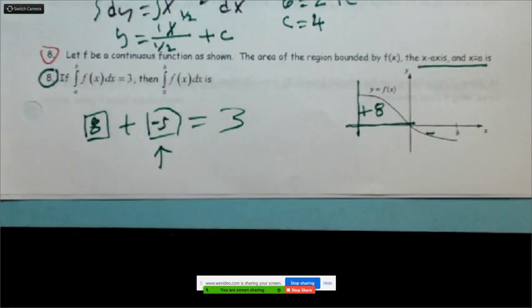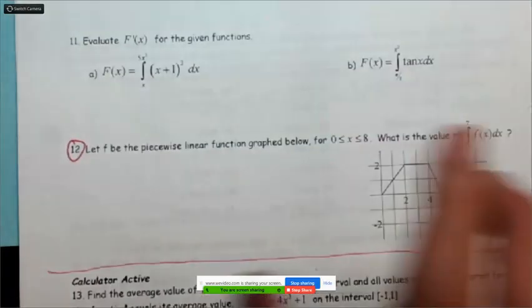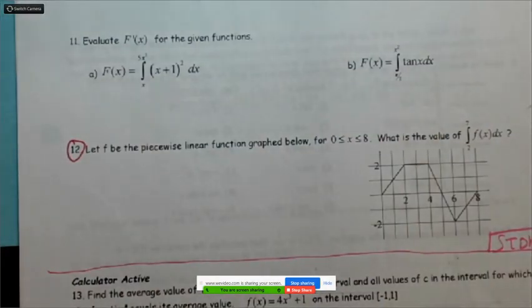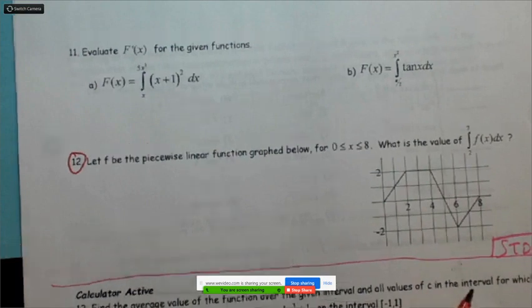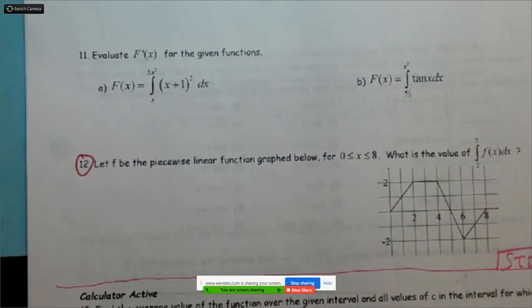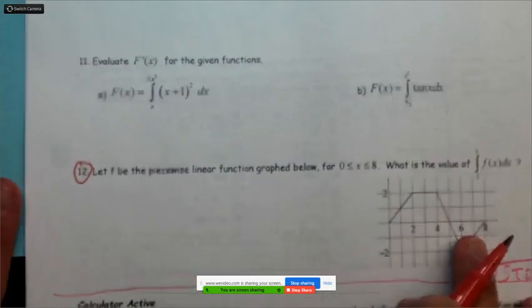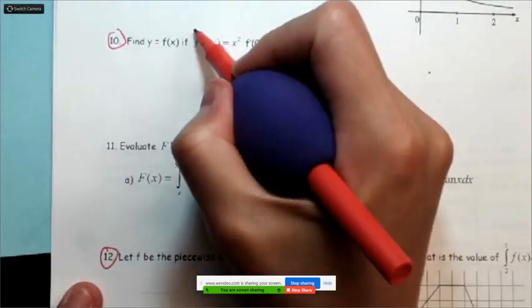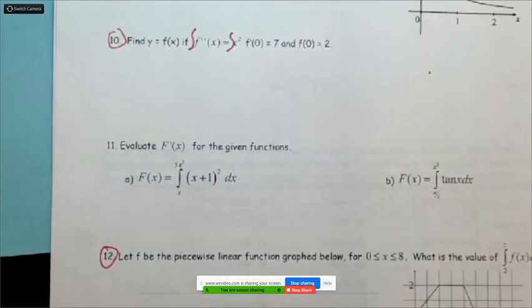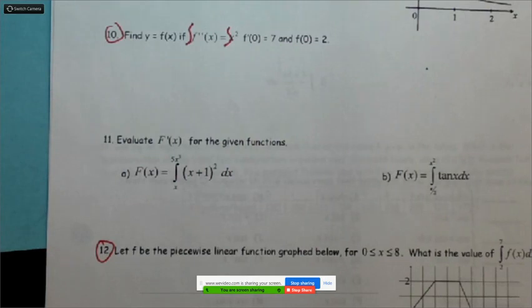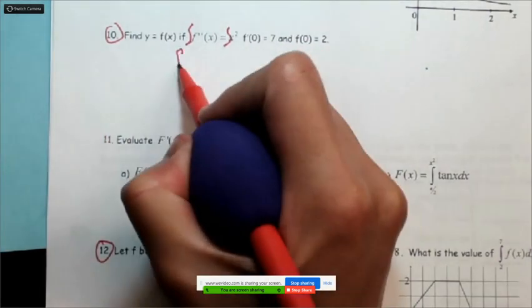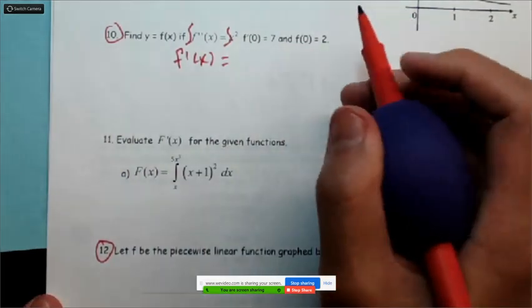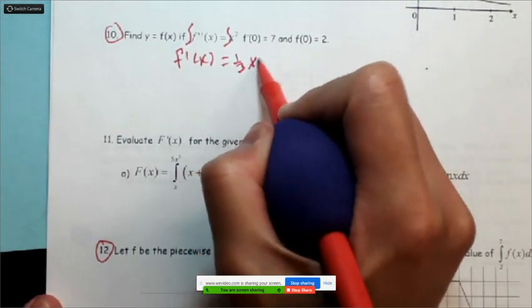All right, let's go to number 10. So we're finding the double derivative. Hopefully I have enough room. So we're going to anti-derive on both sides. I don't think I want to rewrite this out. When I anti-derive the double derivative, that becomes the single derivative. And x squared is going to give me 1/3 x cubed plus c.